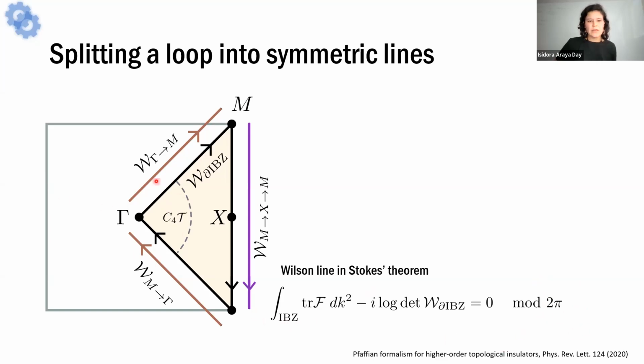Then we also have a path that goes from M to M, and this one includes the X point. So I'm not going to cover this today, but one can see that this path contributes the same information as the symmetry indicator. So we would like to split this Wilson loop here that goes around the irreducible Brillouin zone into these 3 lines.